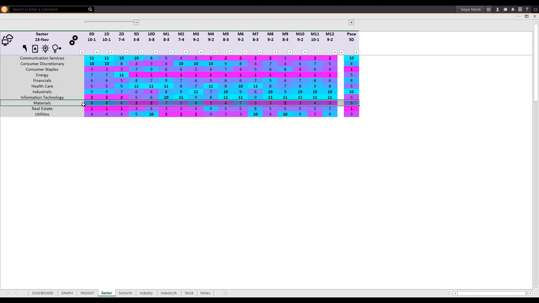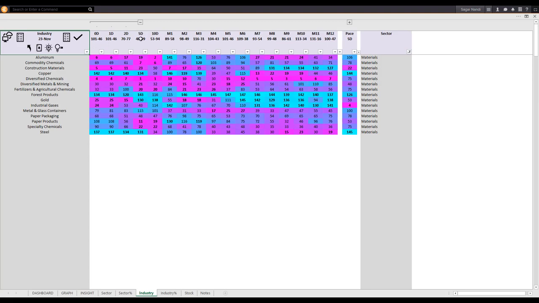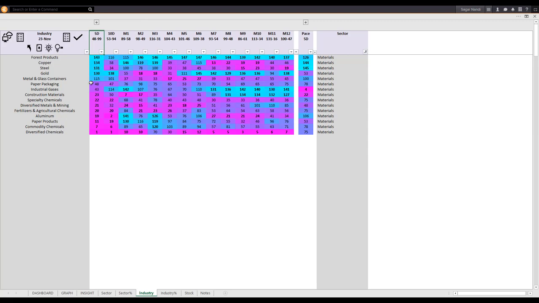This week, materials is not one of the strongest sectors. The strongest sectors over the 5-day period are communication services and healthcare, these two. Not materials. However, if I drill down into the materials sector, and sort over the 1-week, 5-day period, now you can see some of the materials industries are among the strongest. Those are shown by bold cyan scores, and some other materials industries are among the weakest, shown by the bold magenta color scores. Overall, the sector is weak because more industries are weak than strong.